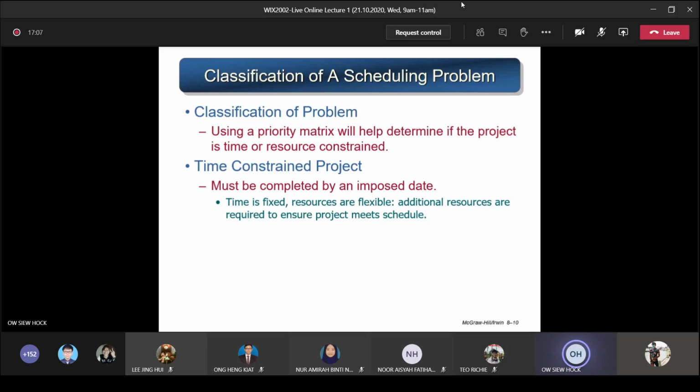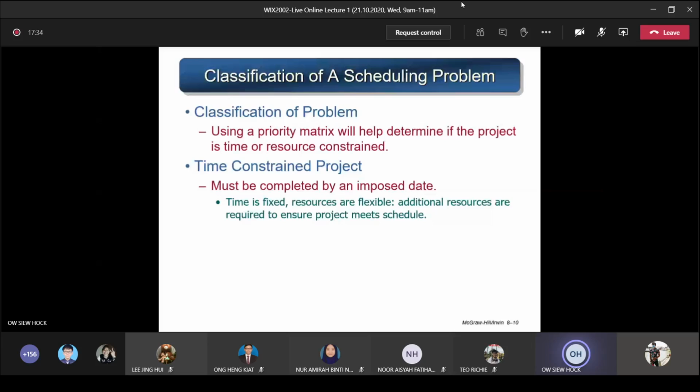For time constraint, the project must be completed by an imposed date. Remember you have learned the priority matrix. You have defined if time is constrained, remember time is fixed. You have constrain, and you have enhance, and then you have accept. From there, if you put time as constraint, that means this is a time constraint project. So in this case, time is fixed.